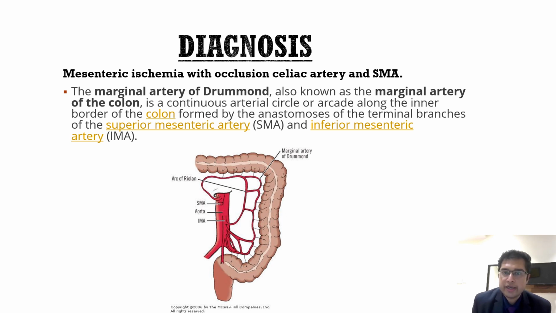and the marginal artery of Drummond, also called the marginal artery of the colon, is a continuous arterial circle or arcade along the inner border of the colon formed by the anastomosis of the terminal branch of the superior mesenteric artery and the inferior mesenteric artery. This is the marginal artery of Drummond. This actually opens up during a case of mesenteric ischemia causing occlusion of the SMA.